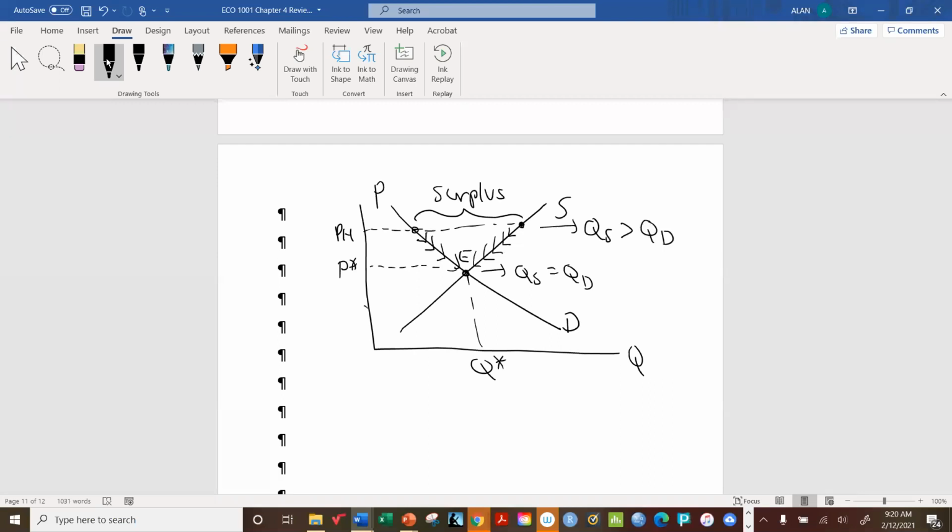But if they inadvertently set the price too low, let's call this PL for low, then they'll notice that the good is flying off the shelves and there's none left when customers come to the store. Here we have the opposite situation. We call this a shortage because down here, it's the other way around. The quantity that we're producing is not enough to satisfy everybody's demand. And so here we call this a shortage.